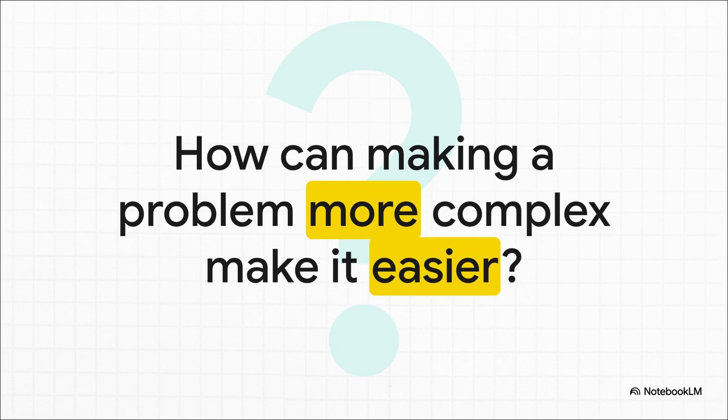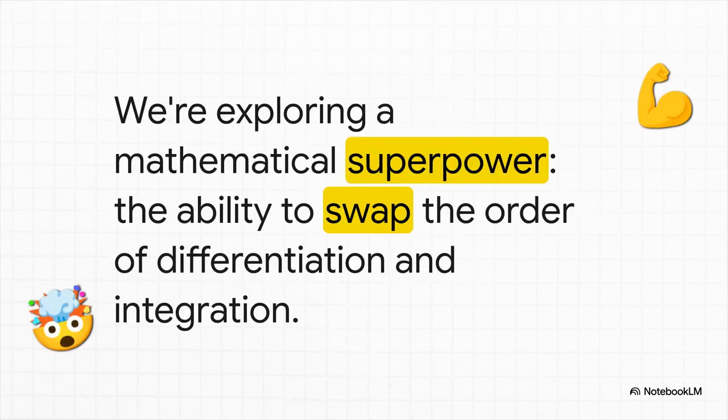But in math, sometimes adding a new layer, introducing a little twist, lets you pull off a clever trick that sidesteps a really tough calculation. And today, we're going to learn that trick. At its heart, this whole technique is like a mathematical superpower. It's all about knowing exactly when and how you can just swap the order of two of the biggest operations in calculus, differentiation and integration. Okay, let's get into it.